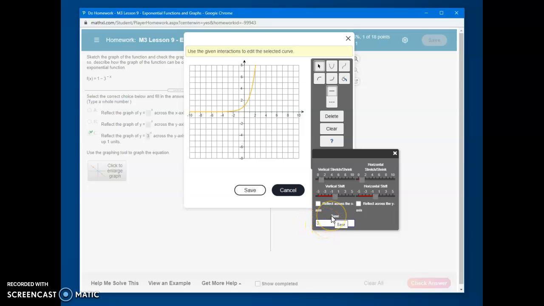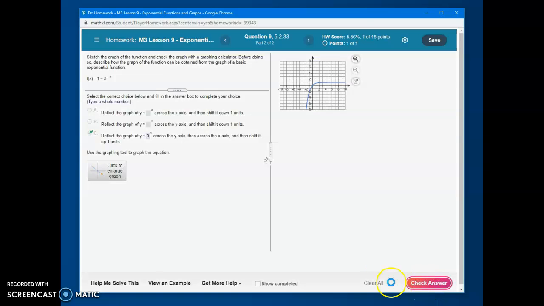All right, then we do our transformations. First, we have to reflect across the y-axis, and that is here. Okay, we did that, and then we reflect it across the x-axis. All right, and then we do that one, and then we're going to shift it up 1. Here's a vertical shift. We're going to shift it up 1, and so that's going to be the resulting graph. All right, so you can save that and check answer.